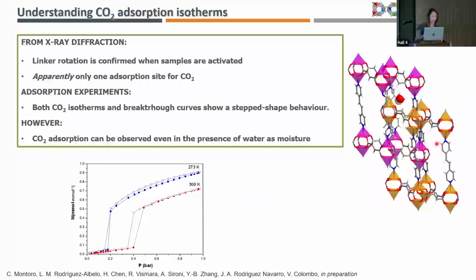So for the sake of time, I can't show all the adsorption experiments that Jorge Navarro has performed, but believe me, the breakthrough curves show that CO2 can be adsorbed also when there is a wet flue gas running through the column, and we are still not understanding why there is this stepped behavior in the CO2 adsorption process, because we just see a CO2 molecule loading into one adsorption site of this MOF with not too many changes.